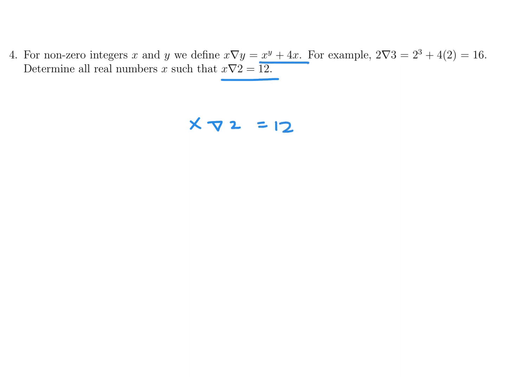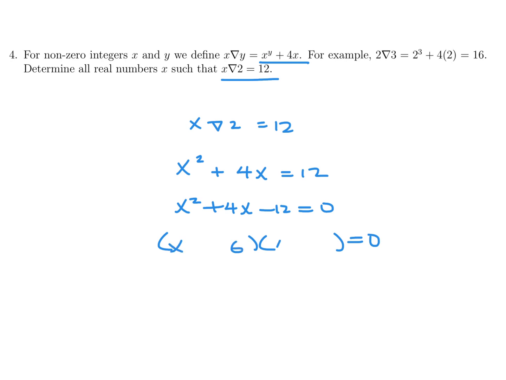So we just use their definition, so that would be x to the power of 2 plus 4 times x, and that is equal to 12. So put it all on one side, and I believe it would factor fairly nicely. I think it'll be 6 and 2, positive, negative, I think. Yeah. So that means x is 2 or negative 6.